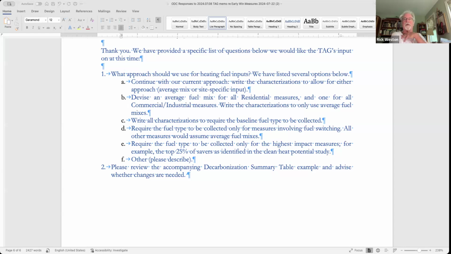I assume they were talking about gallons, or in the second one they talk about an average fuel mix, so I presume that's BTUs, or the equivalent. But yeah, that's how I understood it. Average mix or site-specific input for heating fuel inputs.